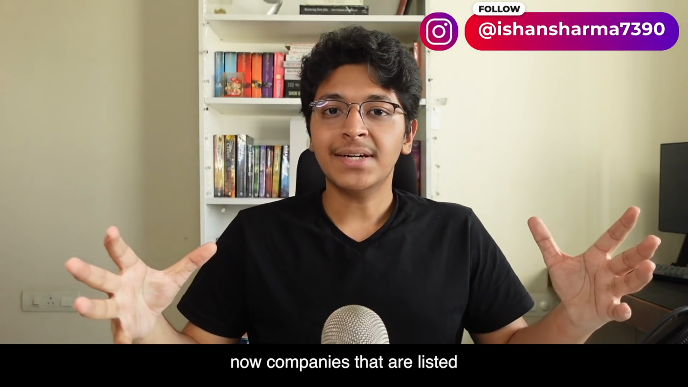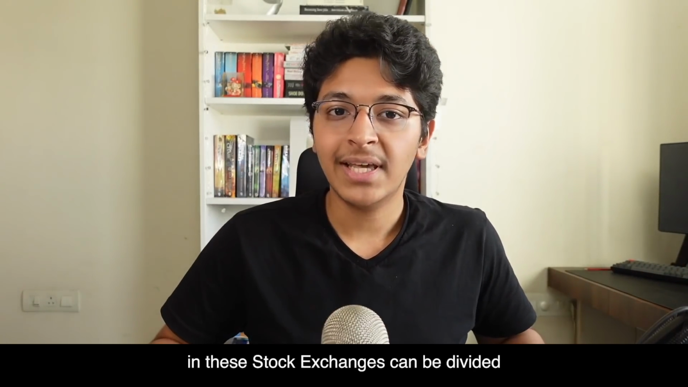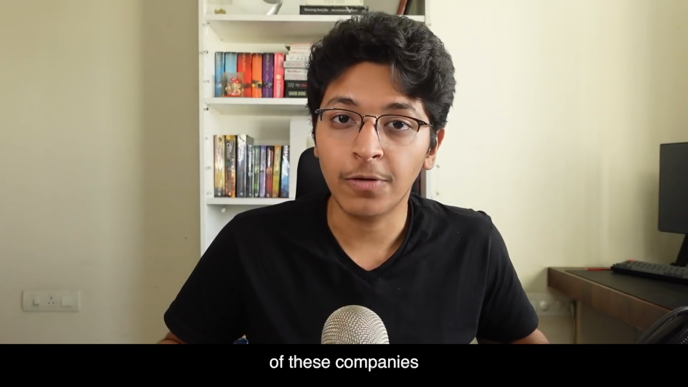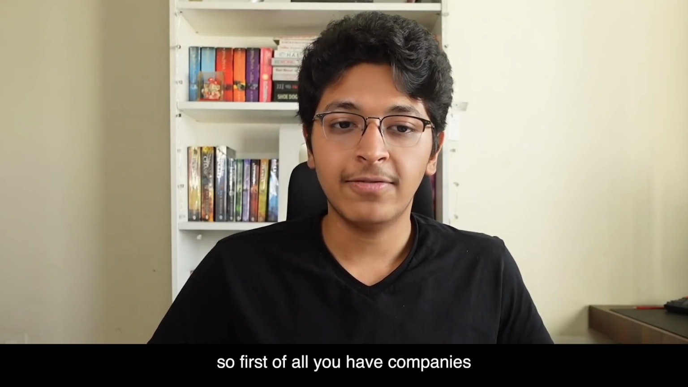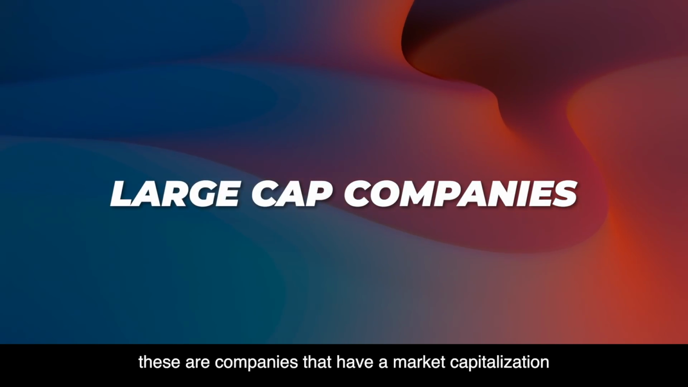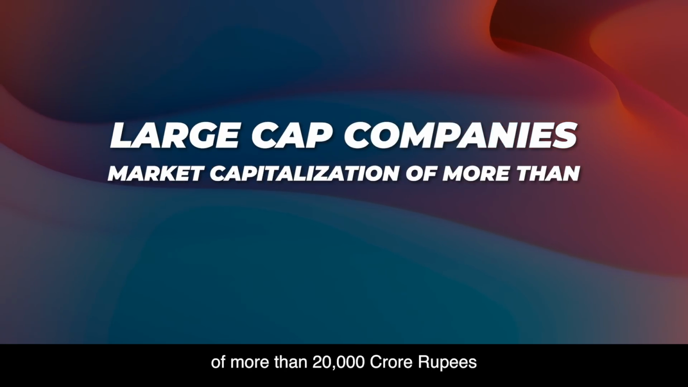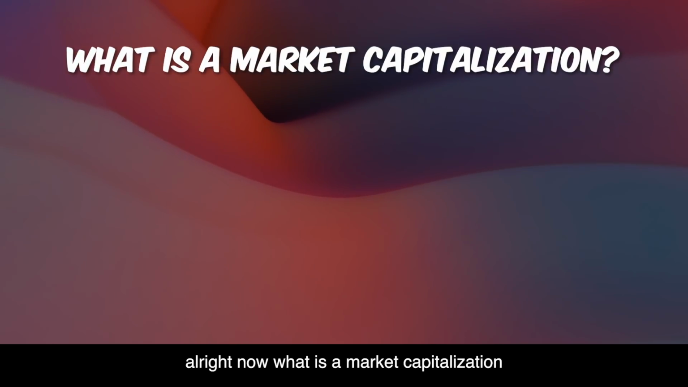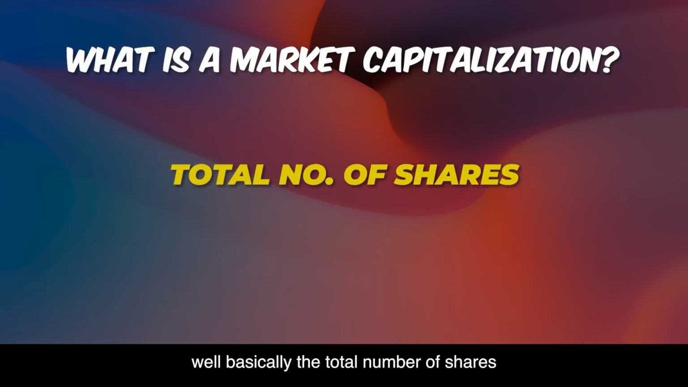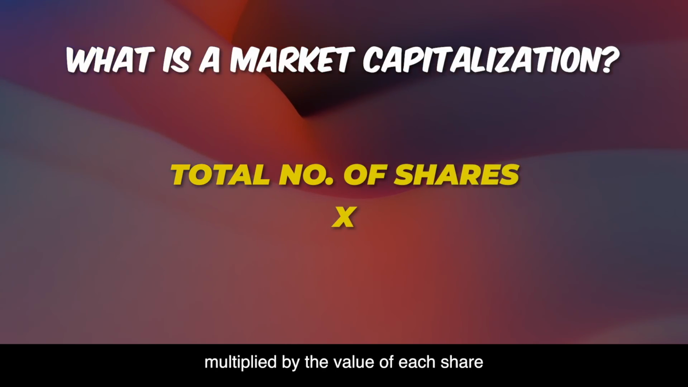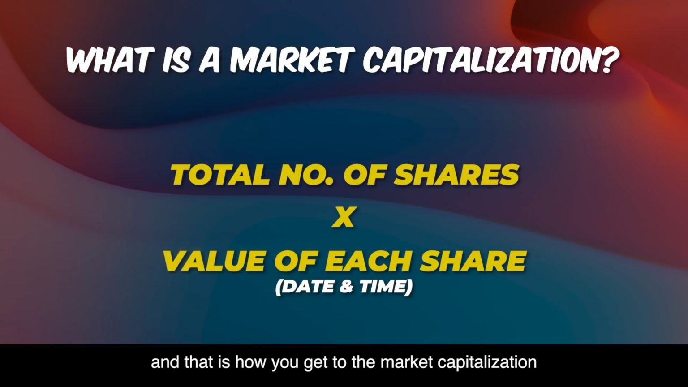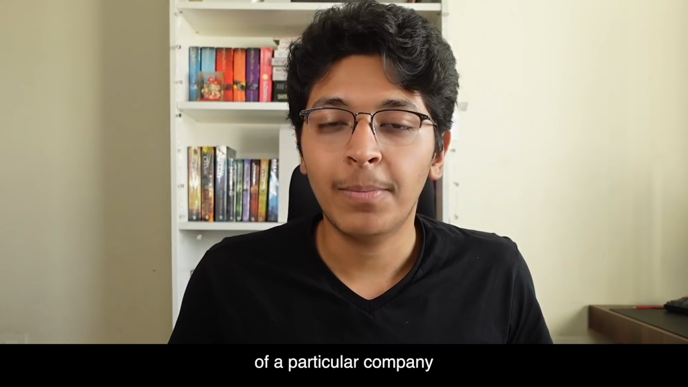Now, companies that are listed in these stock exchanges can be divided based upon the total market capitalization of these companies. First of all, you have companies that are large cap companies. These are companies that have a market capitalization of more than 20,000 crore rupees. All right. Now, what is a market capitalization? Well, basically the total number of shares multiplied by the value of each share at that particular date and time. And that is how you get to the market capitalization of a particular company.